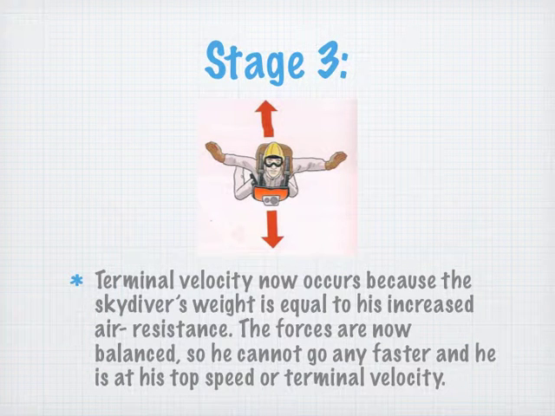Stage 3. Terminal velocity now occurs because the skydiver's weight is equal to his increased air resistance. The forces are now balanced, so he cannot go any faster, and he is at his top speed, or terminal velocity.